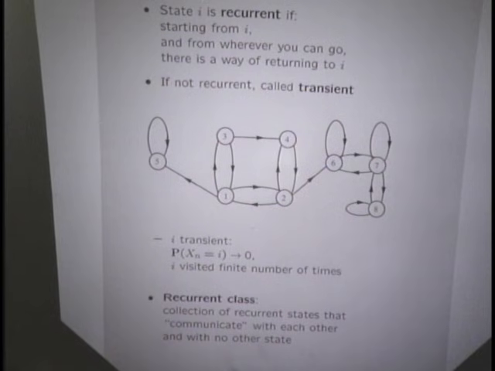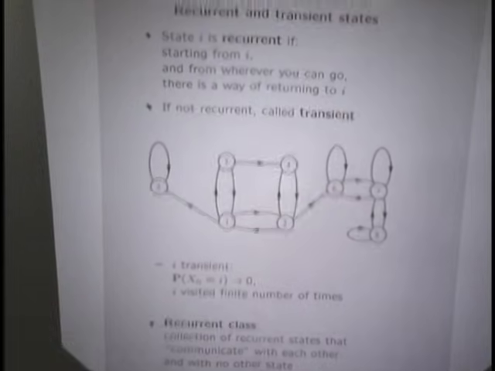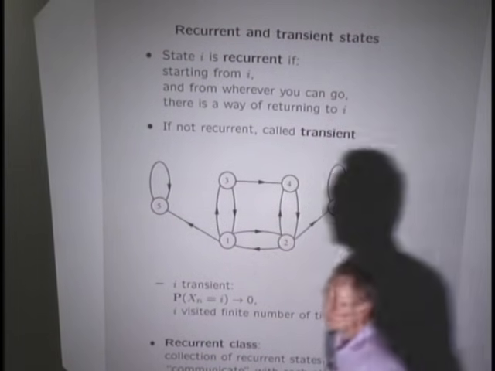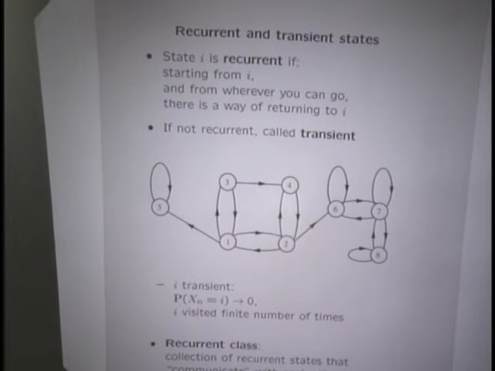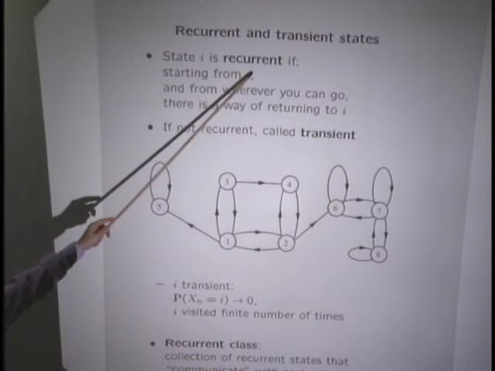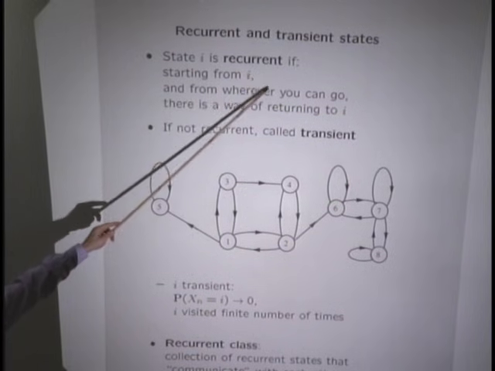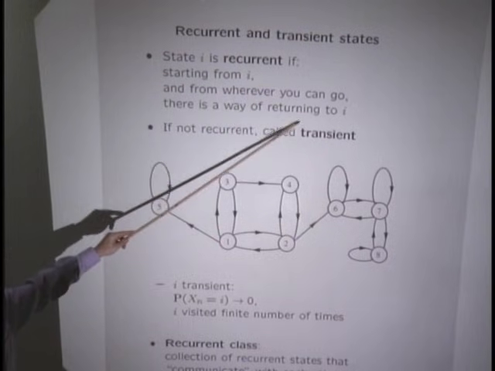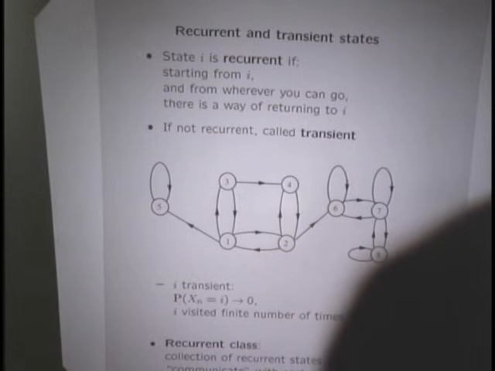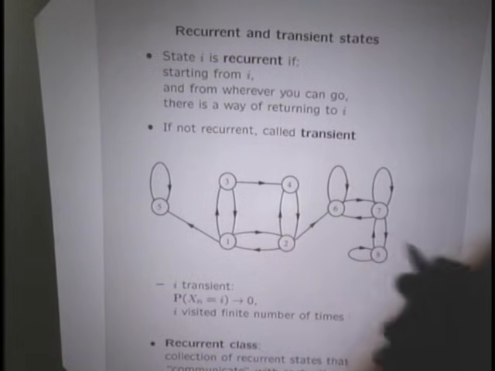Okay. So here, what we're going to do is to classify the states in a transition diagram into two types, recurrent and transient. So a state is said to be recurrent if the following is true. If you start from state i, you can go to some places, but no matter where you go, there is a way of coming back. So what's an example of a recurrent state? This one.